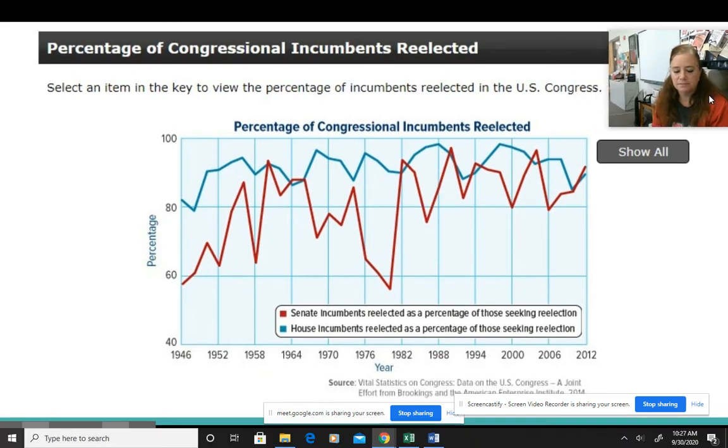Okay, so this is just looking at that word incumbents. It's showing House incumbents and Senate incumbents reelected as a percentage of those seeking reelection. So 60% is right here. So in most cases, the people that are elected to Congress when they go through an election are people that are already there. People vote for people that they know. So unless somebody retires, chances are if you're an incumbent, you have a pretty good chance of winning again.